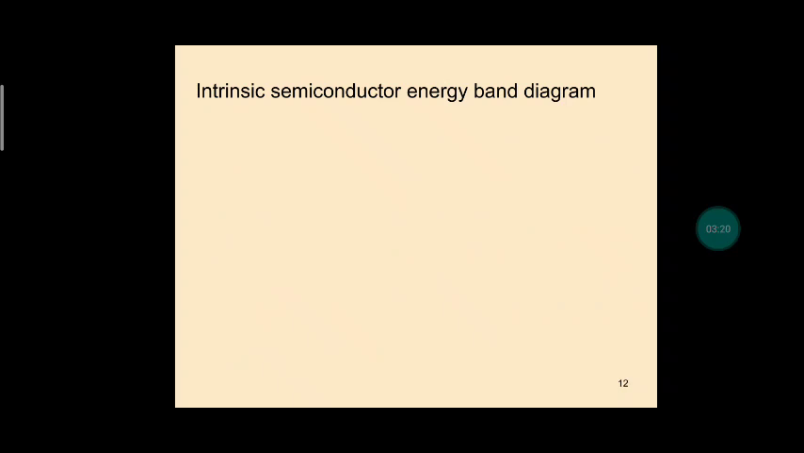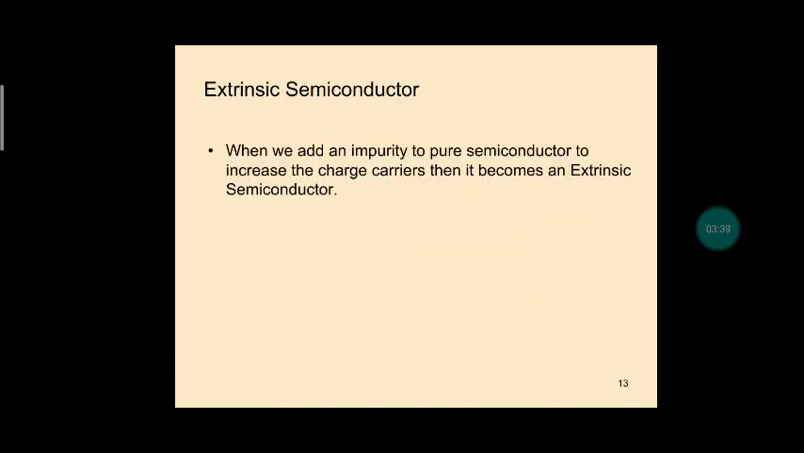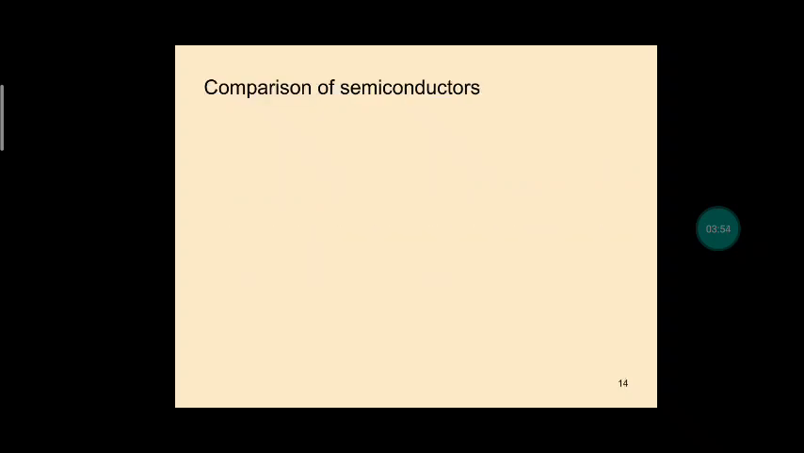In the intrinsic semiconductor energy band diagram, there is a conduction band at the top of the diagram and a valence band at the bottom. The center line indicates the Fermi energy level. The y-axis indicates the energy level in terms of electron volts. Next, an extrinsic semiconductor is an impure form of semiconductor. We can add impurities to the extrinsic semiconductor, either pentavalent or trivalent impurities.